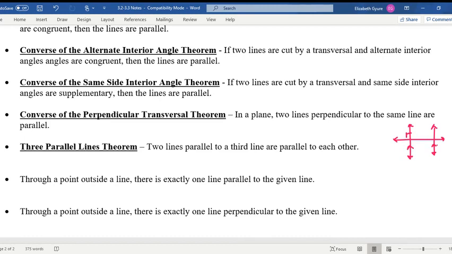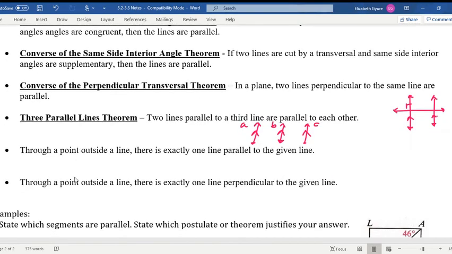The three parallel lines theorem, we actually talked about that at the start of class. Two lines parallel to a third line are parallel to each other. That's like your transitive. So if you have three lines, we'll call this A, B, and C. If I tell you that line A is parallel to line B, and line B is parallel to line C, won't all three have to be parallel? That's what that one's about.